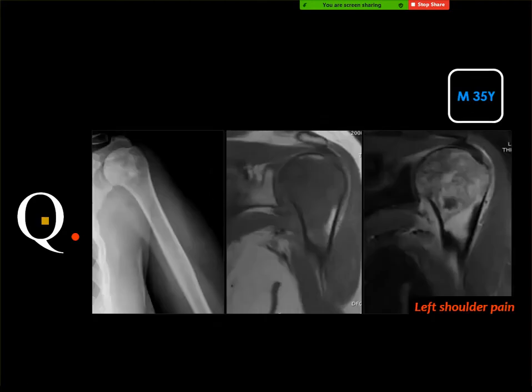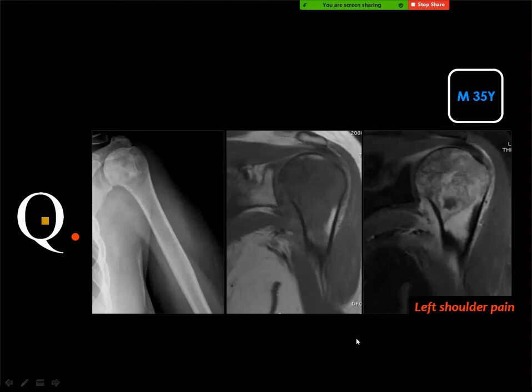This patient is 35 years old with shoulder pain, and the X-ray showed a mixed lesion of osteolysis and osteosclerosis. And on MRI, you got a marrow infiltrative lesion, which is low signal in the T1 and high signal in the T2. The diagnosis is... It is a malignant lesion.